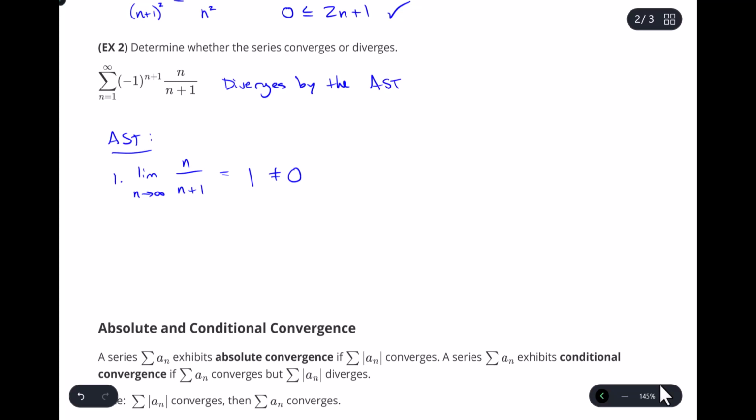There's no reason to check to see if this is a decreasing sequence, because once one part of this fails, it doesn't matter. It's going to diverge at that point.